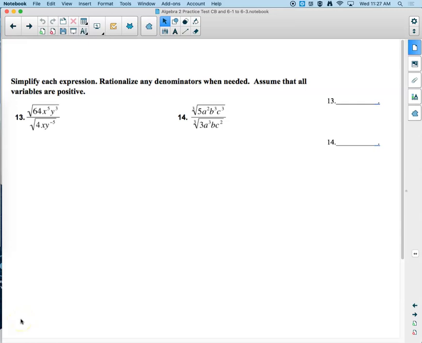So we're looking at day 2 of the practice test. Remember, this is concept bytes 6.1, 6.2, and 6.3. So it does go back a little ways. And we did the front page yesterday, so we'll do the second page today.